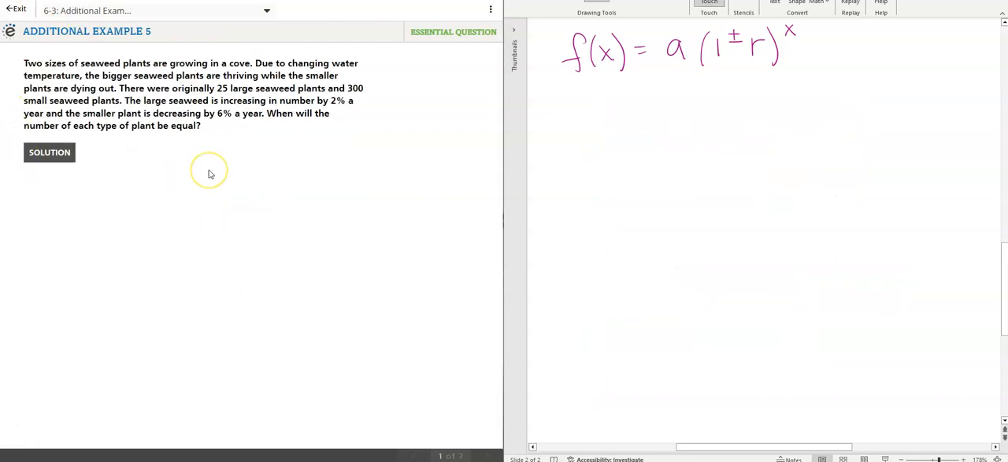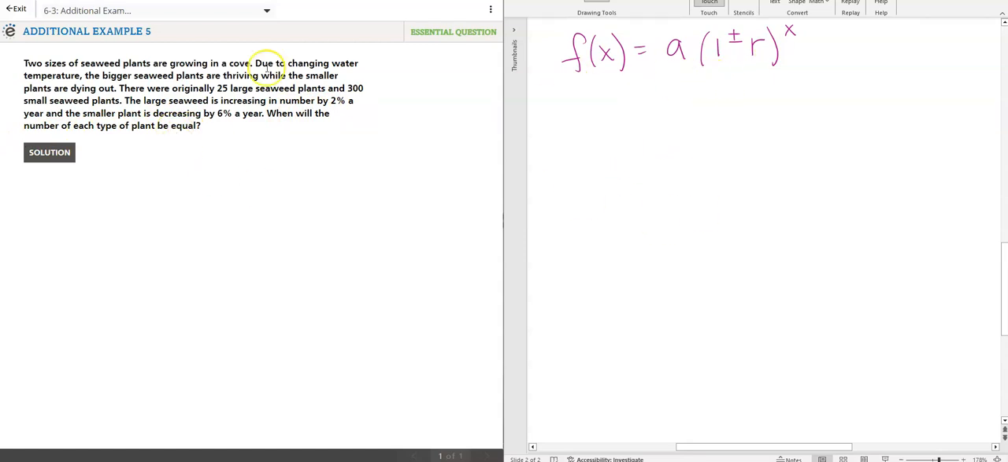So here's another problem that's similar to the last one. Here we have 2 sizes of seaweed plants that are growing in a cove. Due to changing water temperatures, the bigger seaweed plants are thriving while the smaller plants are dying out. There were originally 25 large seaweed plants and 300 small seaweed plants. The large is increasing by 2% a year, and the smaller is decreasing by 6% a year. And we want to know, when will the number of each type of plant be equal?